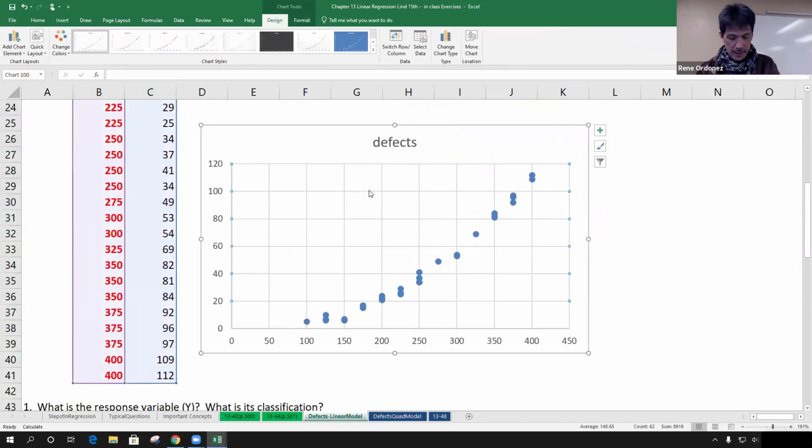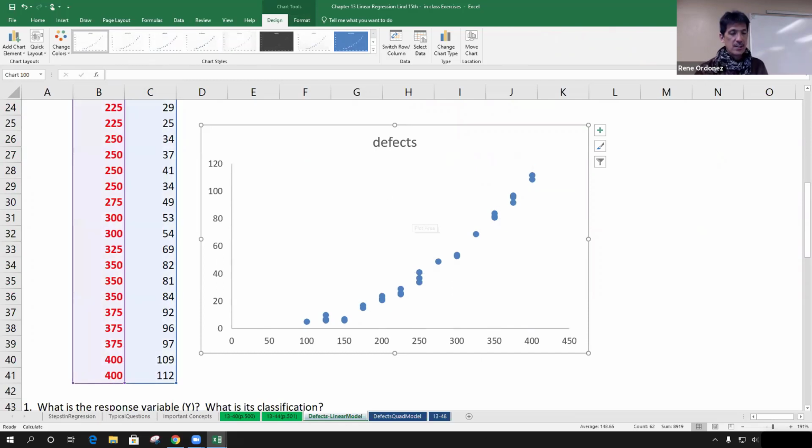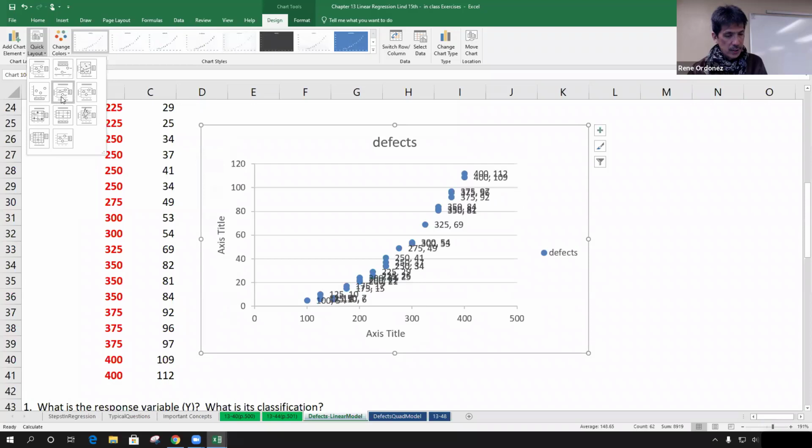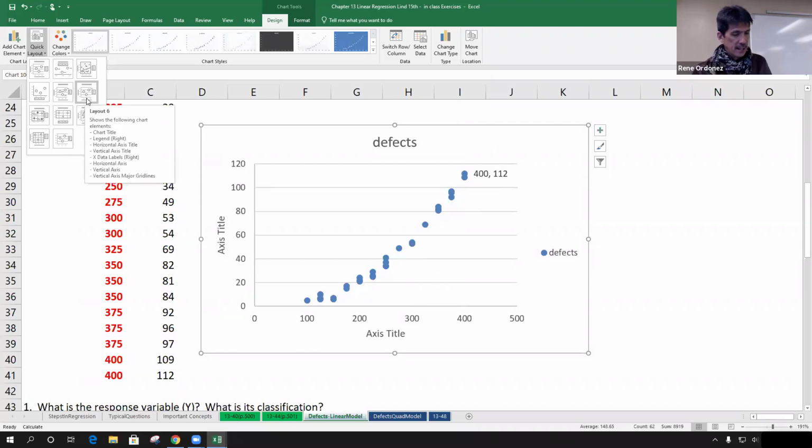Let me remove the grid lines so you'll just be seeing the pattern that is quite obvious. There's a pattern in the number of defects that are produced by the batch size. And last time I talked about the importance of, when you are presenting a graph, putting as much information in the graph as possible so that the graph will speak for itself, right? So we use this quick layout, and you can pick a different layout, whichever would be best for you. So we will have something like maybe this, right?